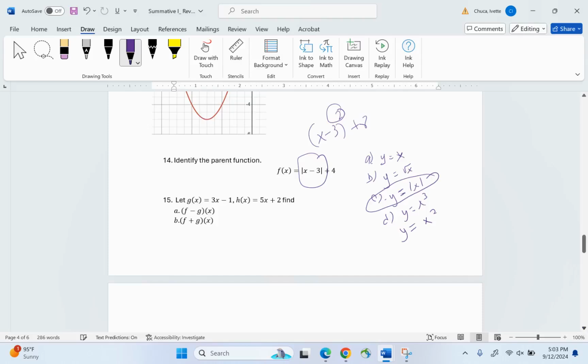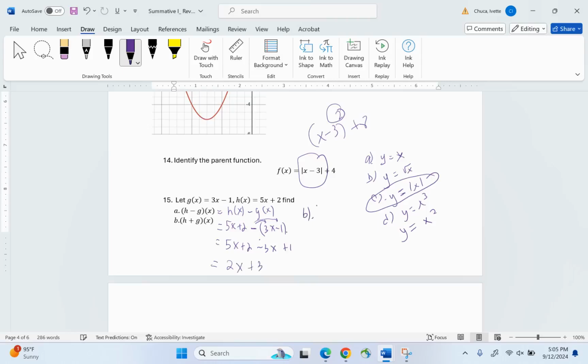Number 15, let g of x equals 3x minus 1 and h of x equals 5x plus 2. And they want us to find, let me go ahead and change this to h instead of the function f. So what we're going to end up with is h of x minus g of x. So h of x is 5x plus 2 minus g of x, which is 3x minus 1. So if we simplify, we get 5x plus 2 minus 3x plus 1. So we distribute this. And we combine our like terms. So 5x minus 3x is 2x, and 2 plus 1 is 3. So that was for letter A.